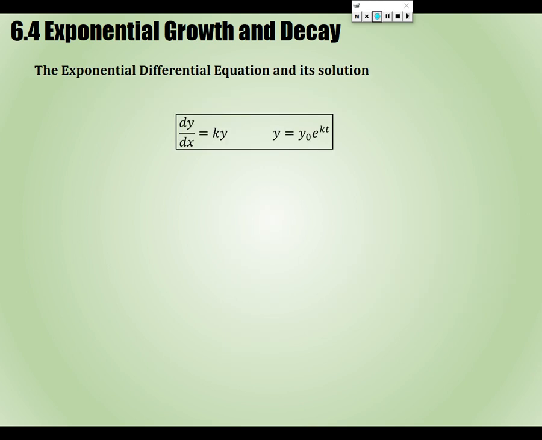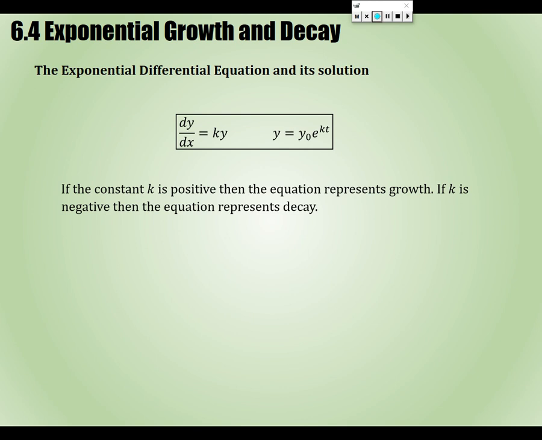So you might even put both of these together in a box. This is the exponential differential equation and its solution. It comes up all the time. And as you know, if k is positive, we get exponential growth, and if k is negative, we get decay.